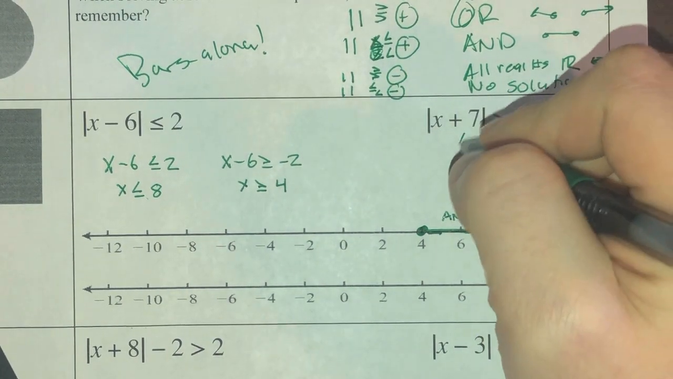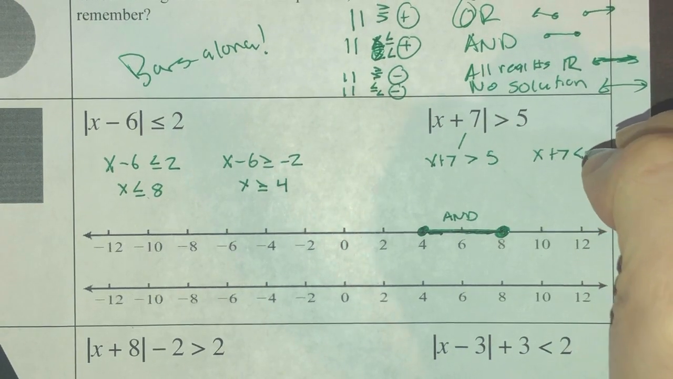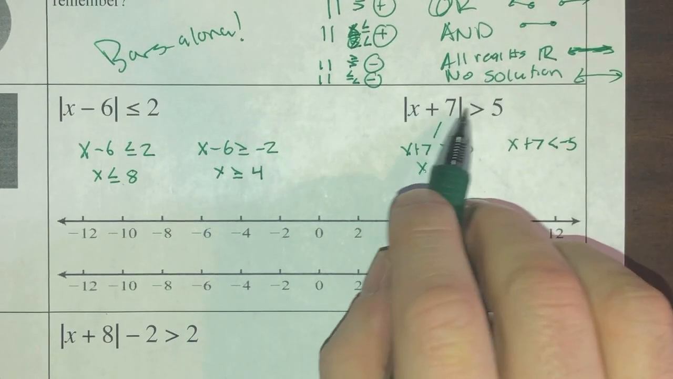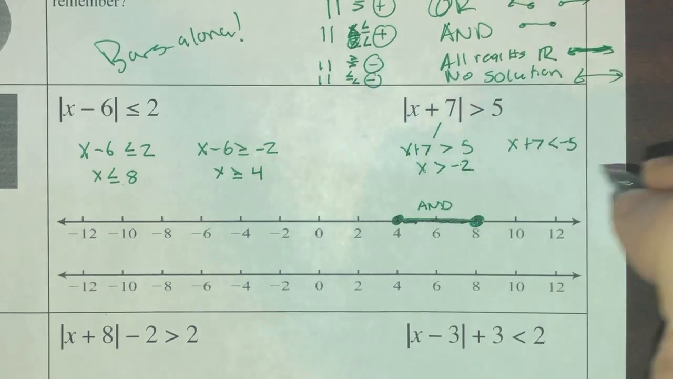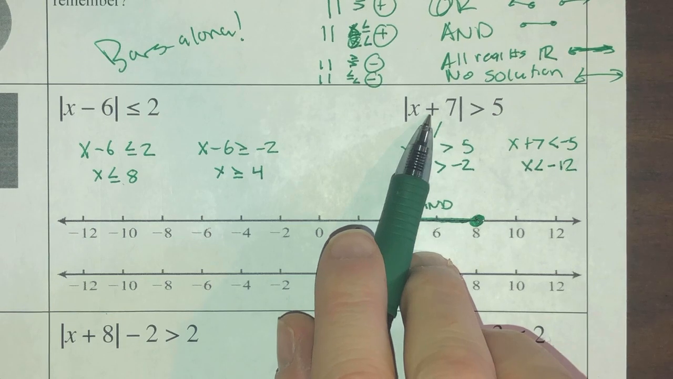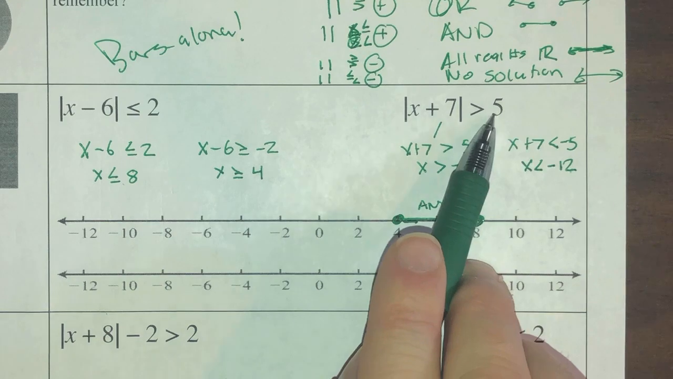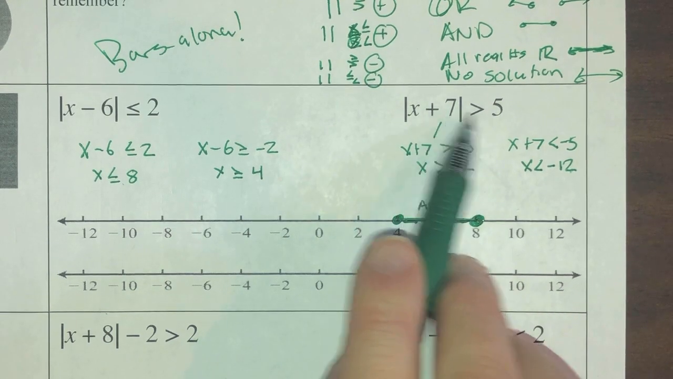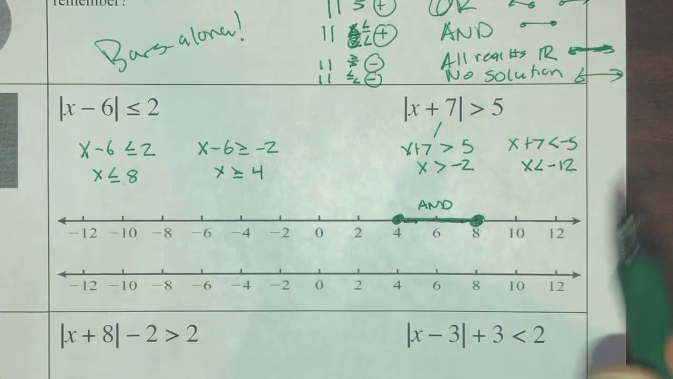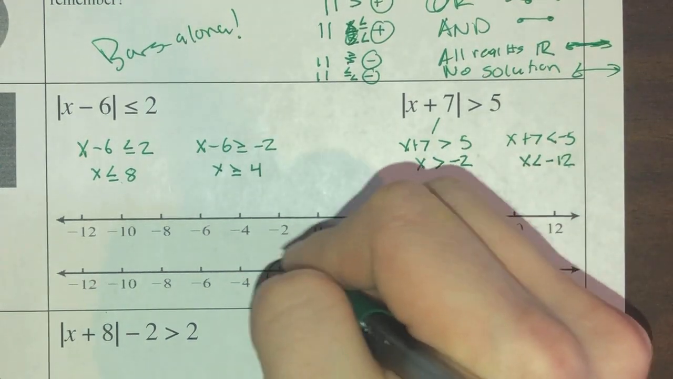How about this one? Same split. x plus 7 more than 5. x plus 7 less than negative 5. Okay, so we subtract 5 on both sides. And by the way, I did that because the bars are alone. More than negative 2, less than negative 12. Notice how this is a plus 7. So notice how 2 and negative 12 are both 5 away from negative 7. This is negative 7 minus 5. This is negative 7 plus 5. Notice that? So let's start with my negative 2. What kind of dots? Open.